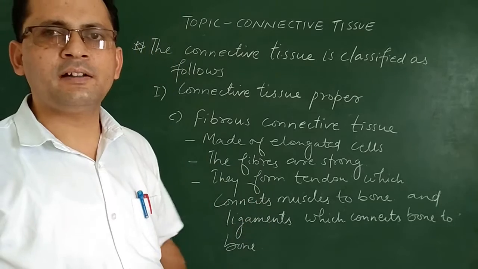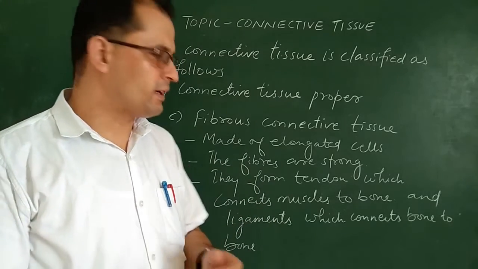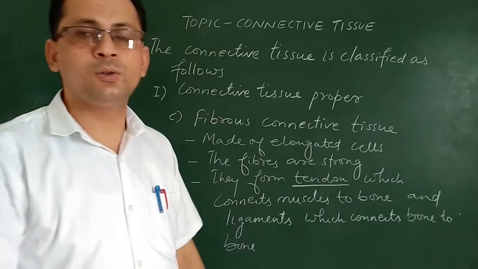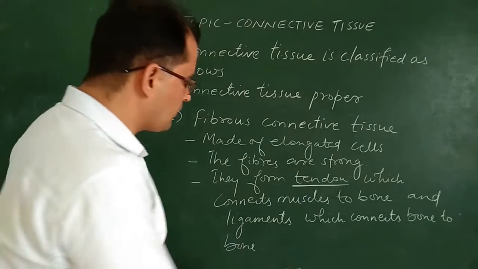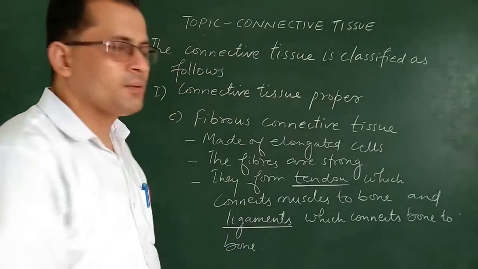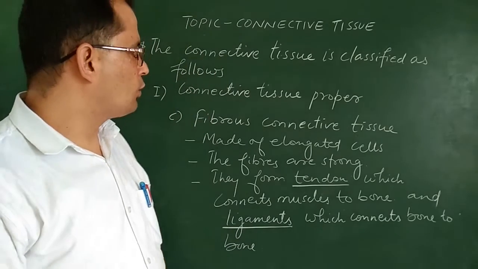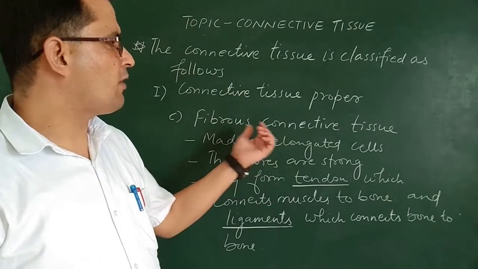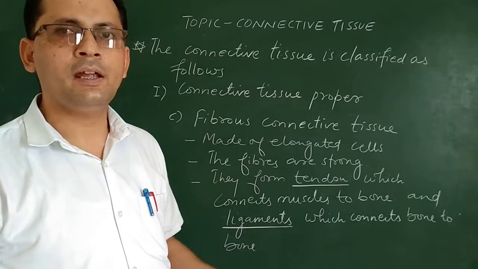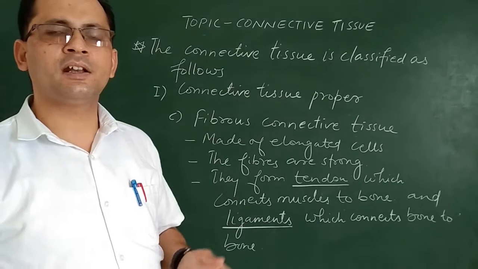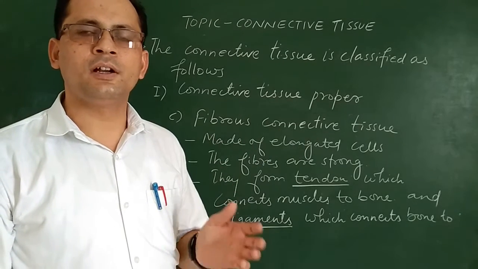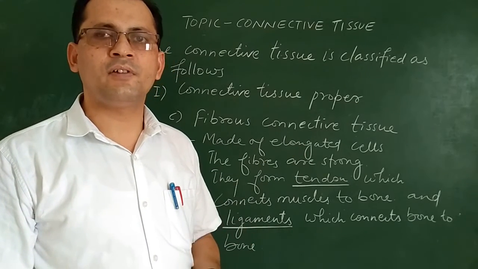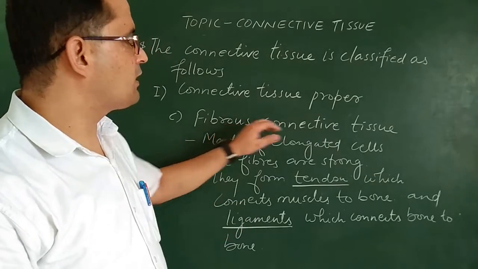Now they form tendon and ligament. What is the role of tendon? This tendon is very important. It connects muscles to bones, and the second one formed is ligament, which connects bone to bone. So ligament and tendon come in fibrous connective tissue. So these are the subtypes of connective tissue proper. First was areolar tissue, which is also known as packing tissue. Second is adipose tissue, which is also known as fat tissue, and third one is fibrous connective tissue.